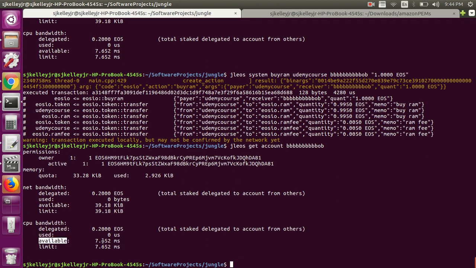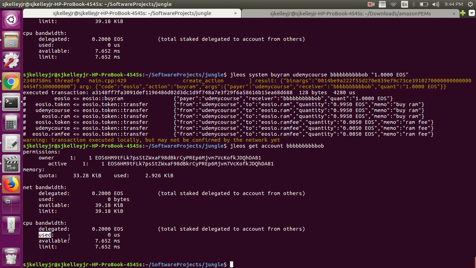But if I was to do some sort of transaction, like interact with somebody's smart contract or something, you would see that this CPU bandwidth would actually be drained. And maybe we'll do that in the next video in order to make this more concrete. But you'll see eventually over time that this used portion will come back, and then your available amount will start to grow.